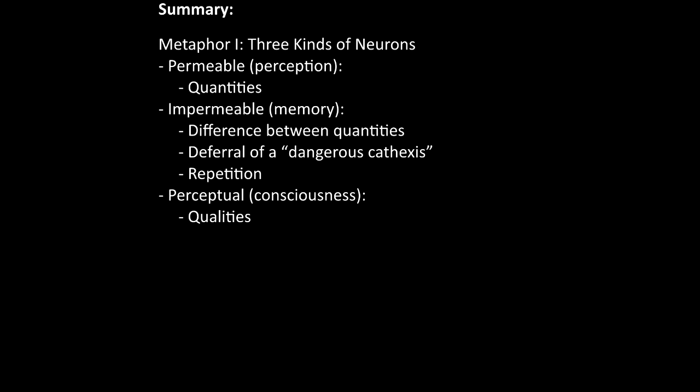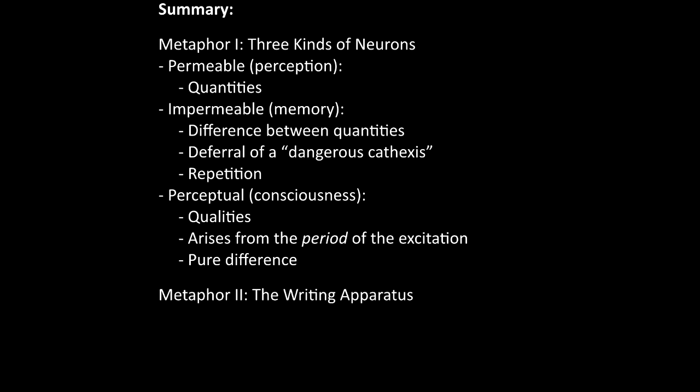The qualities that are consciousness arise from the period of the excitation. So this is explaining how we get qualities, how consciousness can come about as quality in a world where all we see or all we recognize are quantities. And it comes about through the inclusion basically of time as duration and space as discontinuity. And this gives us that period. And that's where qualities have their source. So this is then not just difference, but pure difference, i.e. difference without quantity. And then the second part of the video was the second metaphor, the writing apparatus.